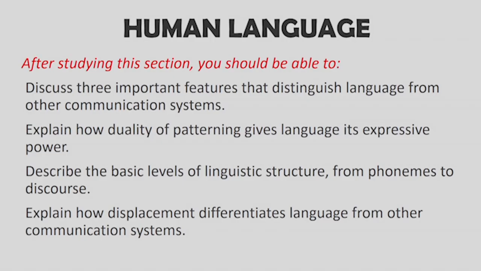So, let us look at what you would be able to do in this section after learning about human language. After studying this section, most people taking this course should be able to discuss the three important features that distinguish language from other communication systems. So, how is language distinct from other communication systems? That's the first thing that you will be able to do when you read this particular section.